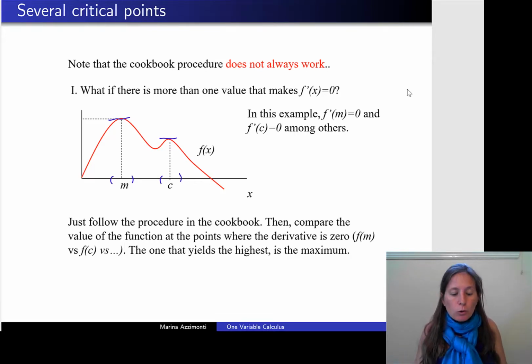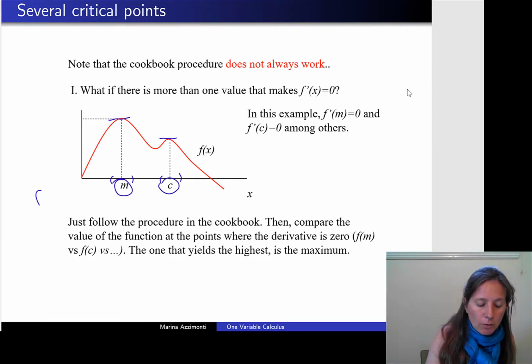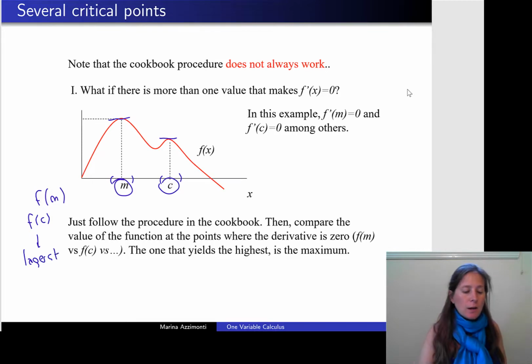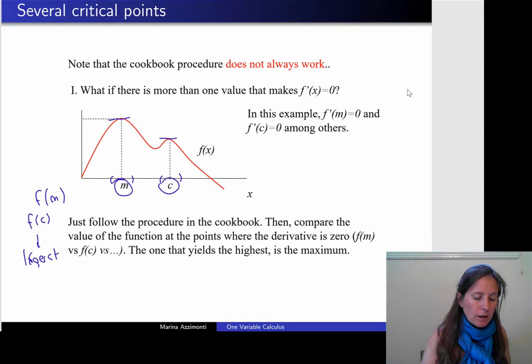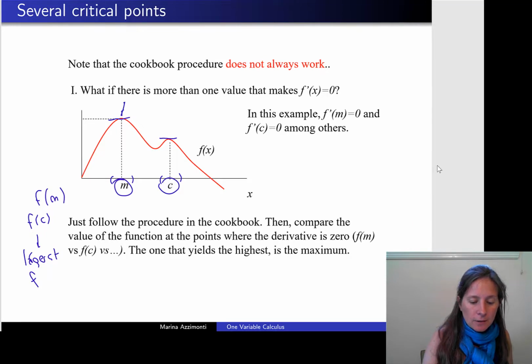Well, what you are going to do is take all your critical points and evaluate your function at all of them. And then you're going to pick the point that gives you the largest f. And that's going to define your global maximum. Okay? In this case, this is going to be our global max.